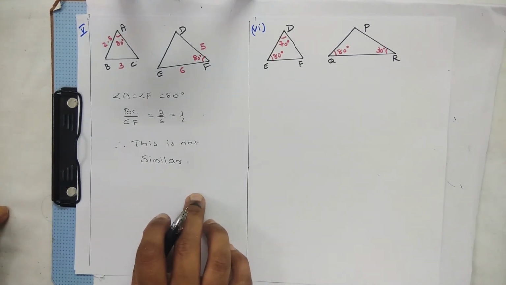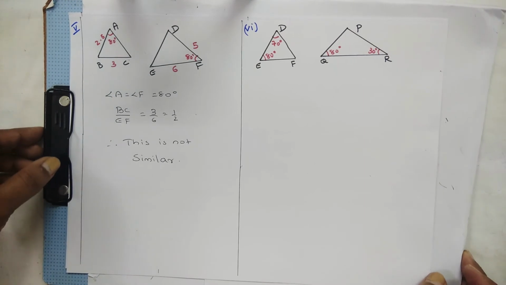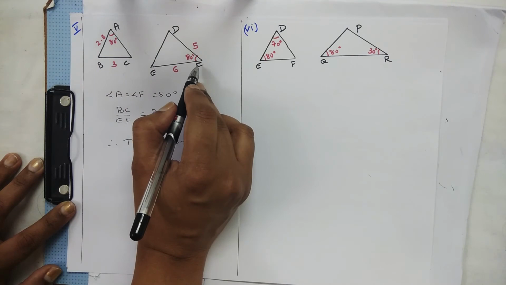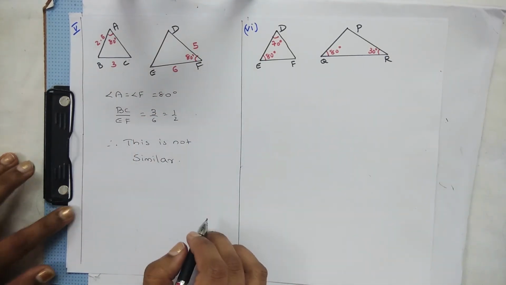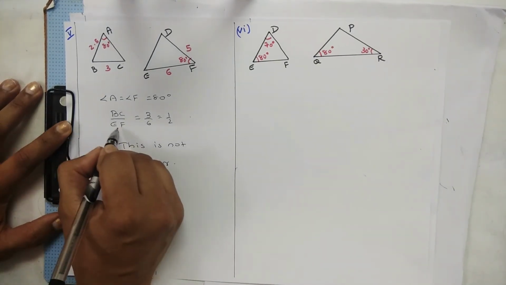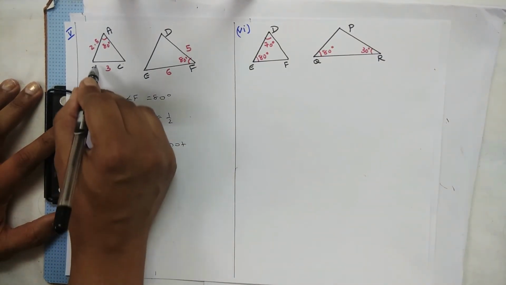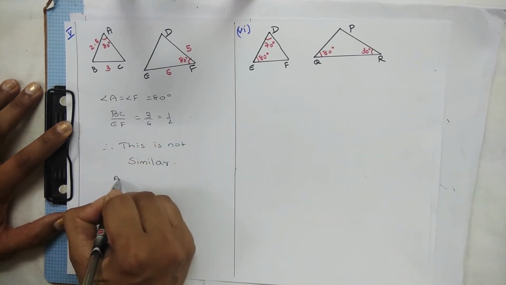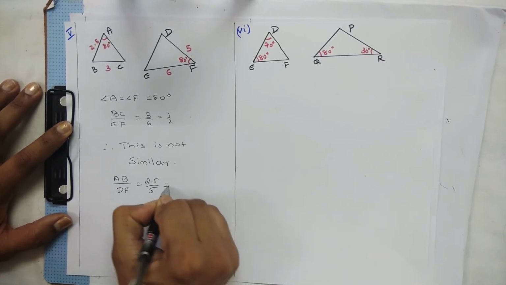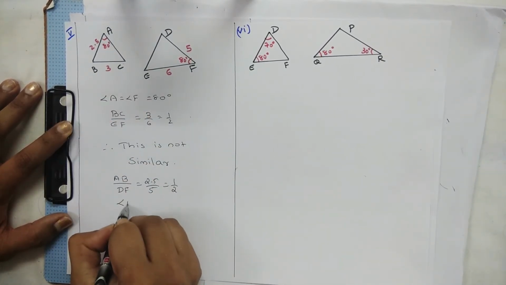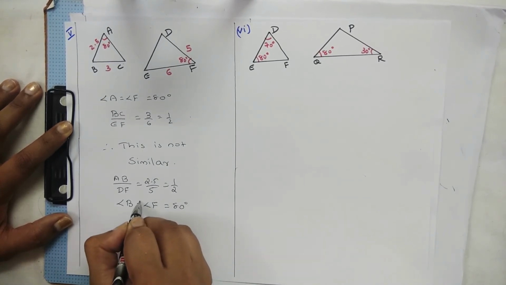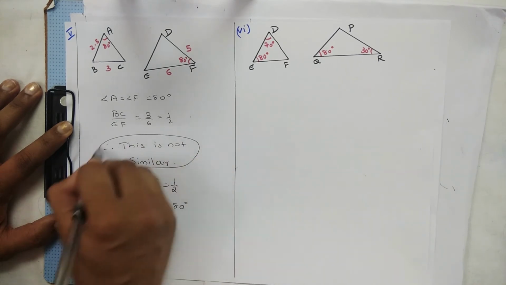Next one. Angle B should get it actually. Angle B is not equal to angle F, you can consider. That way also you can take. See here, one more way we can consider. BC by EF also you can consider. And AB by DF you can consider. That is 2.5 by 5. That is also 1 by 2. But here you should get angle B is equal to angle F is equal to 80 degree. You have to get it. But it is not equal. That's why they are not similar, right?